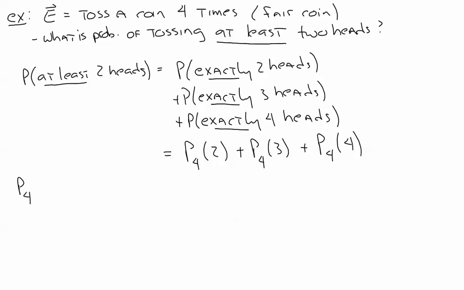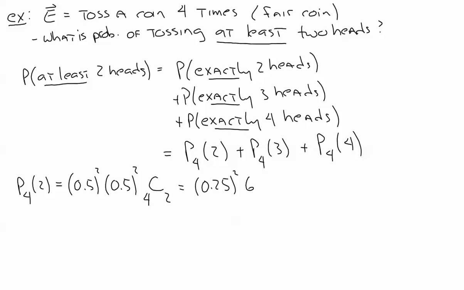Well, easy enough. The probability of tossing it 4 times and getting 2 heads is 0.5 squared, 0.5 squared. It's 50% likely that I'll get heads. It's 50% likely that I'll not get heads. And then times the combination of 4 things taken 2 at a time. This turns out to be 0.25 squared times 6, or 0.375.